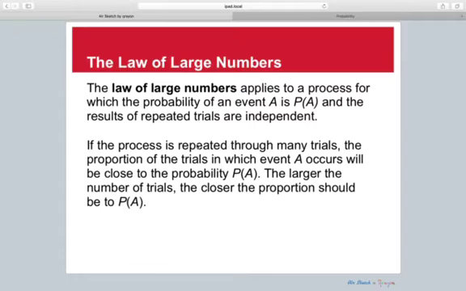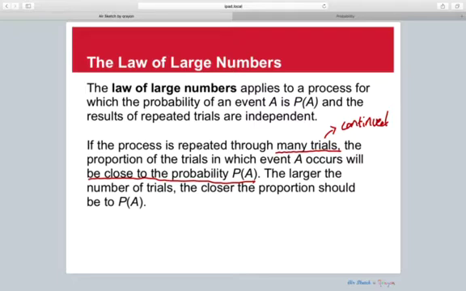So the law of large numbers applies to a process for which the probability of an event A, we'll call that P of A, and the results of repeated trials are independent. And all it says is that if the process is repeated through many trials, so in math, whenever you see many trials or the long run, what they really mean is continued trials, so on and on indefinitely, the proportion of the trials in which event A occurs will be close to the probability P of A.